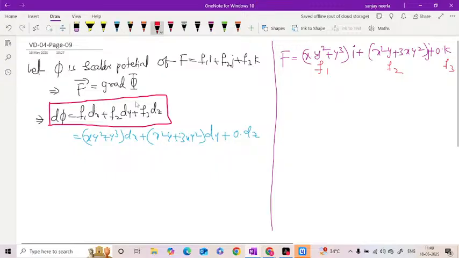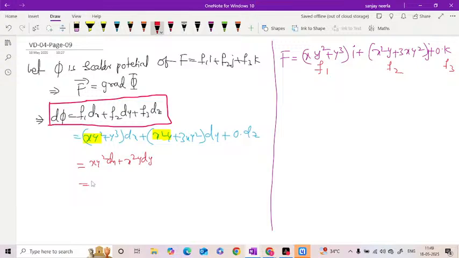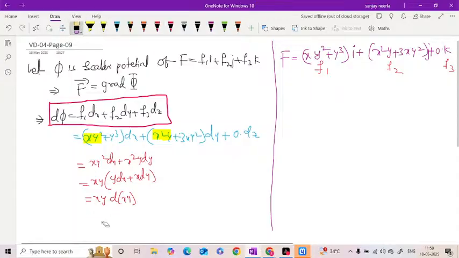Now we have to adjust the functions. What is the adjustment? Now come to here, this is the first term and the third term. Here there is an xy square and here x square y. So these two we can club: xy square dx plus x square y dy. In this one there is x into y common, then it is y into dx plus x into dy. According to the product rule, we can write it as the derivative of x into y.